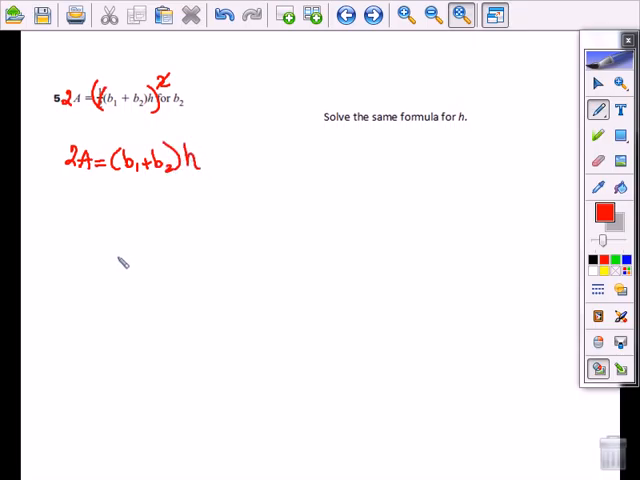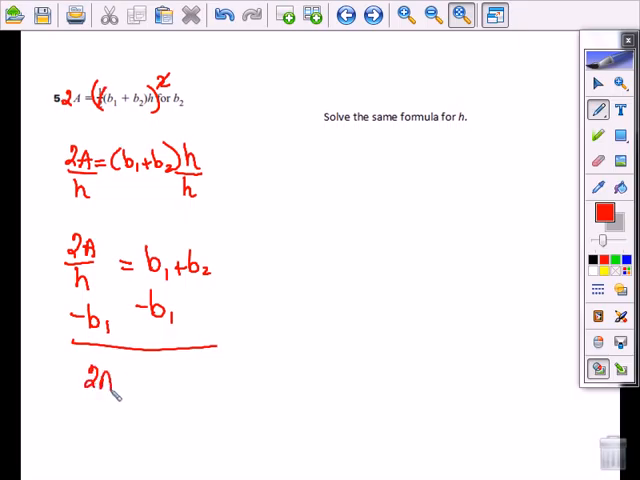times h. Now I can divide both sides by the h. Again, I could distribute, but I'm choosing to divide both sides by the h. As long as I do it to both sides, I'm good. So I have 2a over h equals b1 plus b2. I unlocked the parentheses because now there are no terms surrounding it. And again, I'm solving this for the b2, so I have to eliminate the b1, so I'll subtract it from both sides. And I get 2a divided by h, minus base 1, equals base 2.